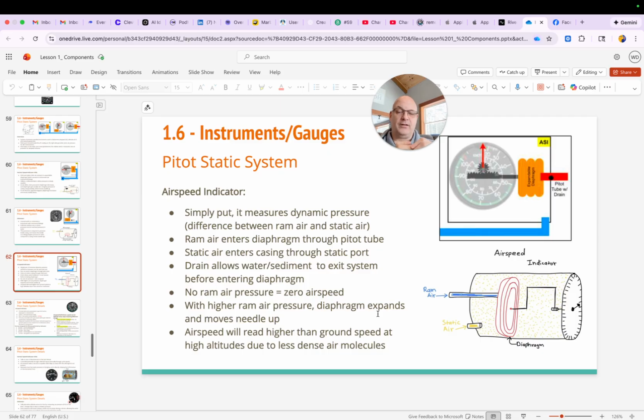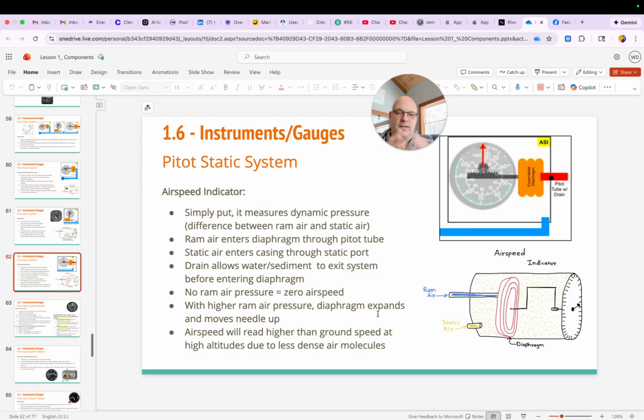On the back side of the pitot tube, there is a drainage hole that allows any water or sediment to exit the system so it does not block the tube itself, because as soon as it's blocked or partially blocked, we will get a false reading on our airspeed indicator. If there's no ram air pressure, the airspeed will read 0. So if you are moving forward and you don't see any difference, then obviously you know that something is not right.